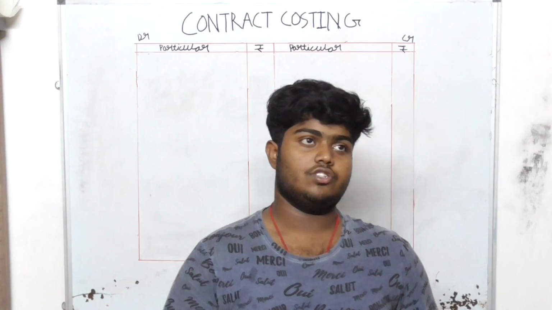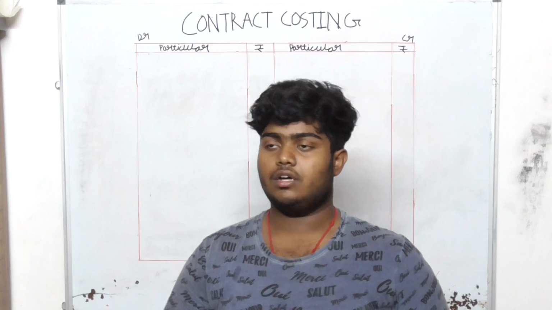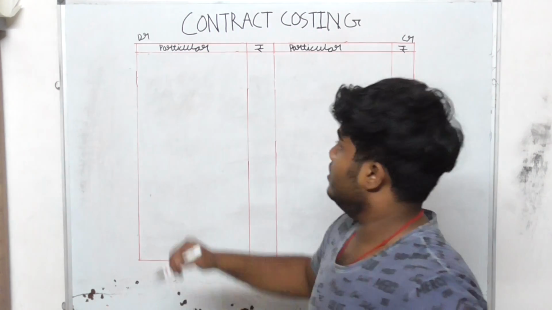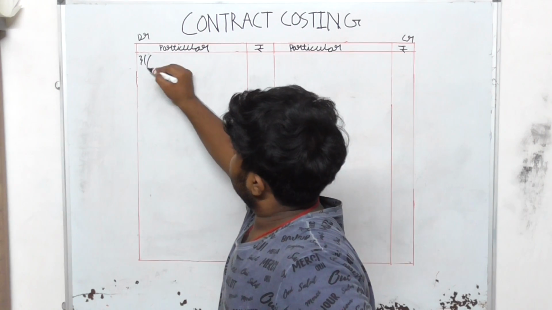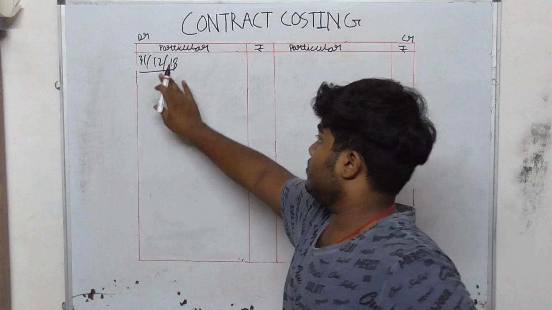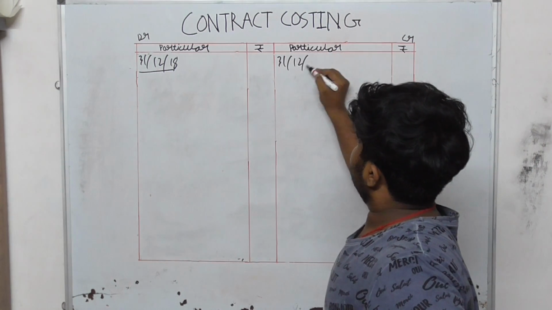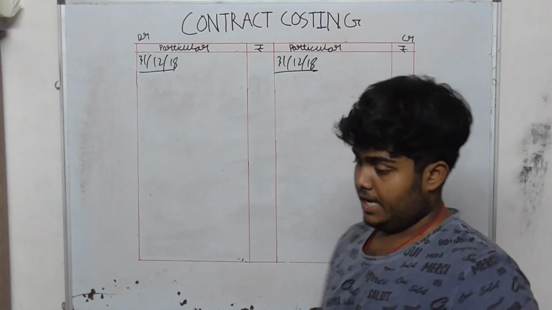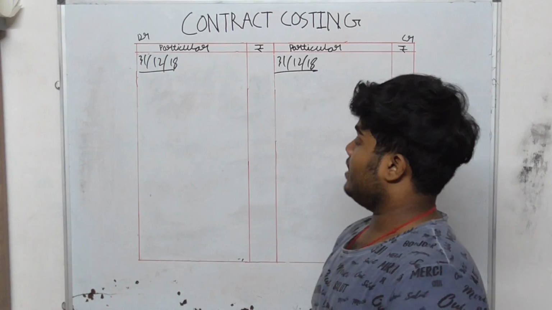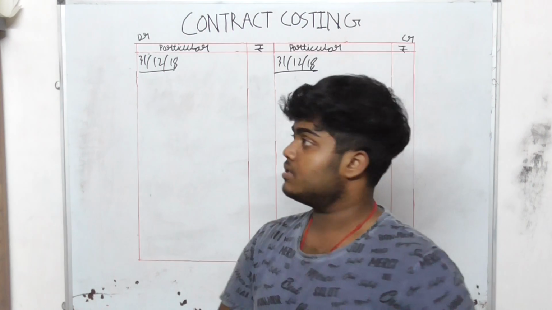Suppose you start to make the bridge on 1st January and the last date is 31st December. So I wrote this, 31st December 18. You have to note it on both sides of this. 31st 12 18, and then you have to write the other given details.